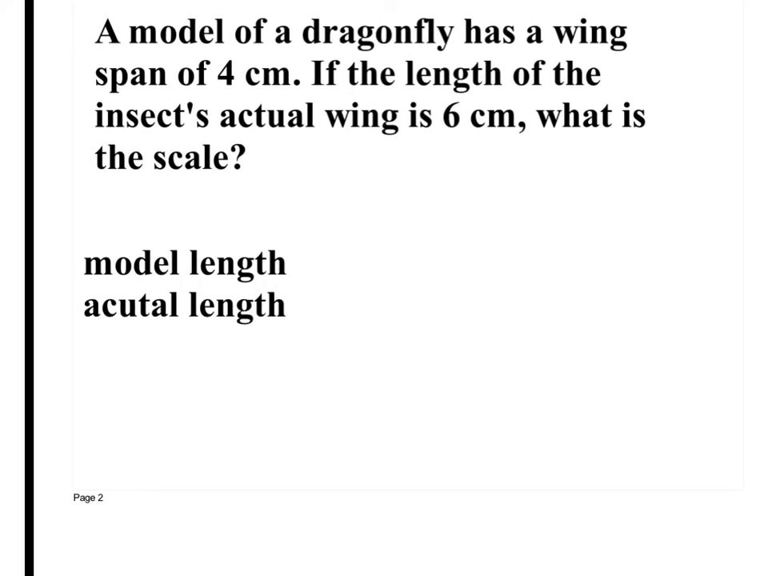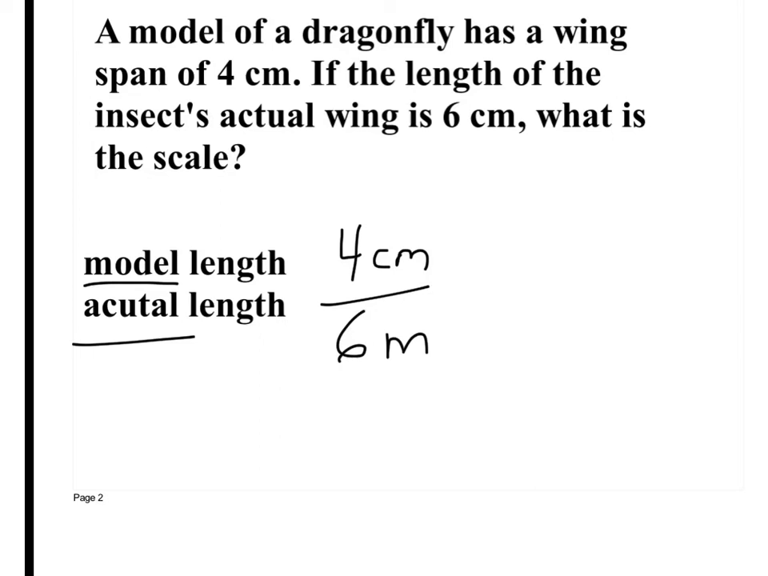Alright, so the model of a dragonfly has a wingspan of 4 centimeters. If the length of the insect's actual wing is 6 centimeters, what's the scale? What we're going to do, and what you should write down every time, is model over actual. And then keep it that way. So write the dimensions of the model. The model is 4 centimeters. The actual length is 6 centimeters. So the model is actually smaller than the actual dragonfly.